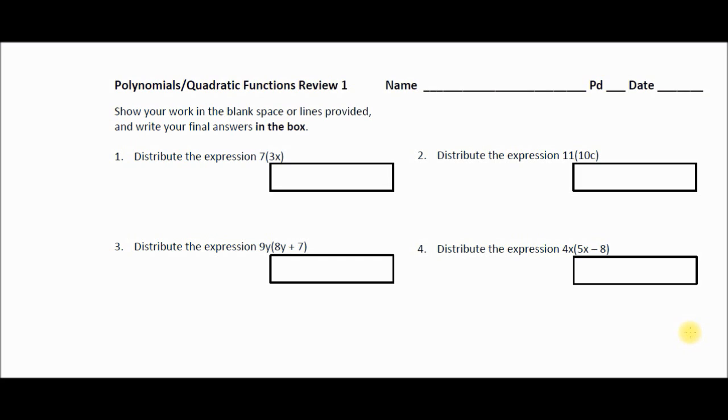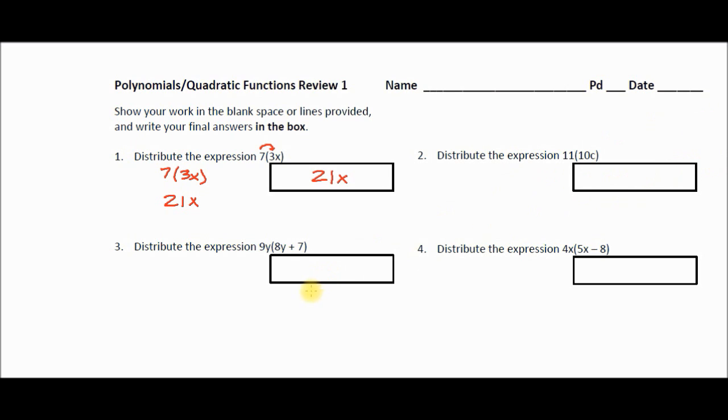Okay, question number 1, distribute the expression 7 times 3x. These should be pretty basic for most if not all of you. We're going to distribute the 7 into the monomial 3x. So we've got 7 times 3x, and the 7 can be multiplied by the 3 to give us 21, and the x has nothing to multiply with it, so it just remains x. So the answer number 1 is 21x, starting off pretty basic.